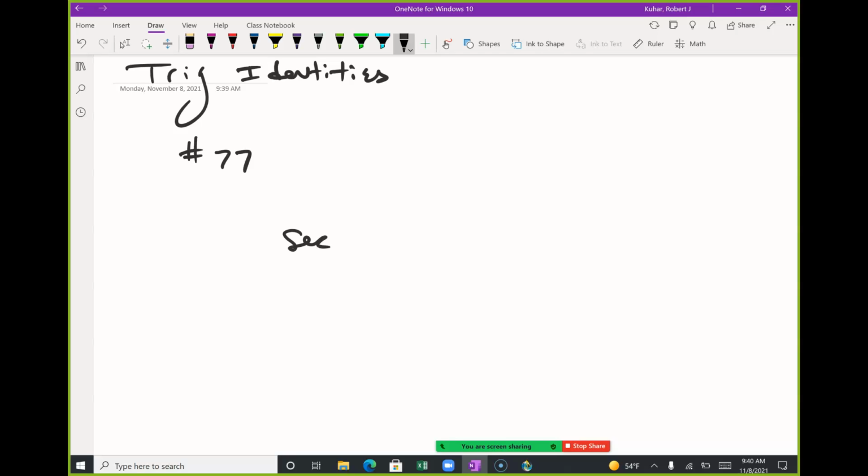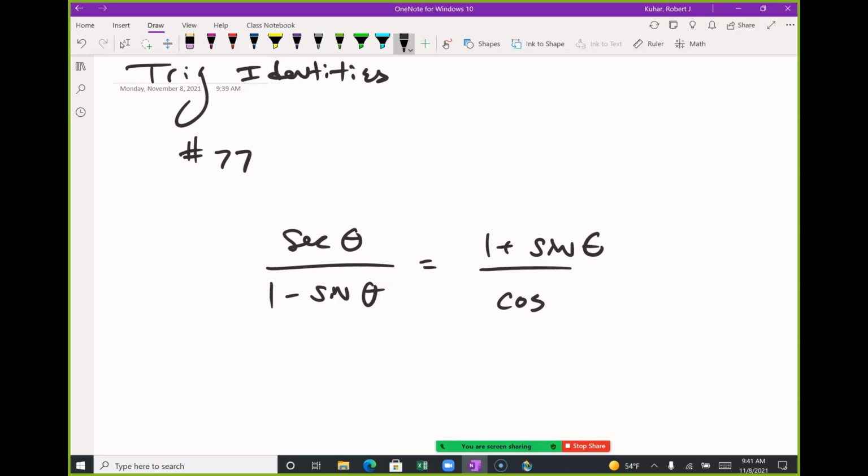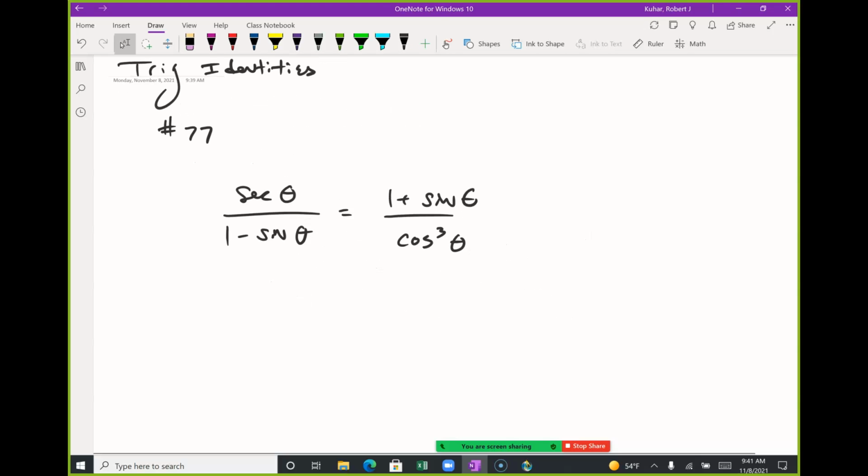So I've got the secant of theta divided by the quantity 1 minus sine of theta should equal 1 plus sine theta all over, does that say cos cubed? Really? How do I zoom in on this book? Yes, it says cos cubed, thank you. Well, I definitely think the right-hand side is more complicated, even though the left-hand side has a secant. But I'm going right-hand side, just my gut.